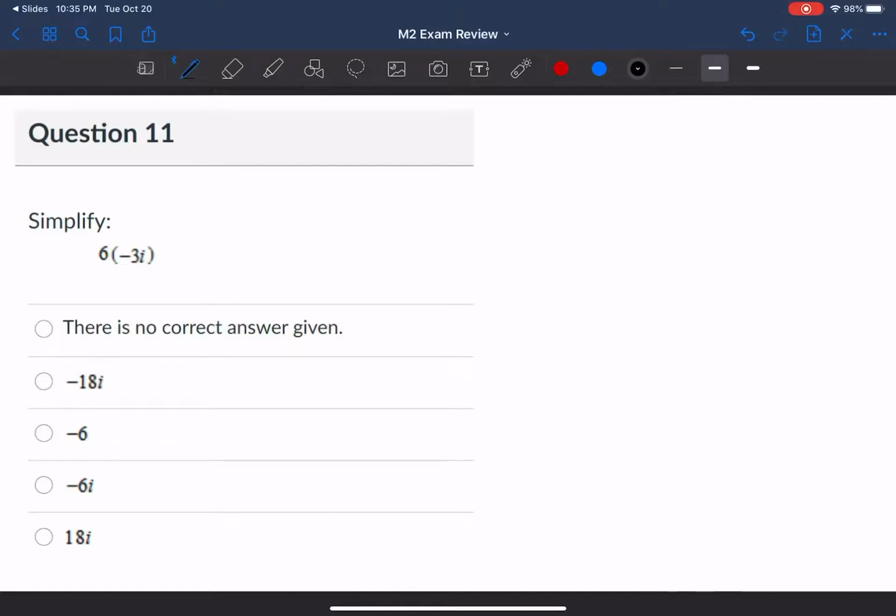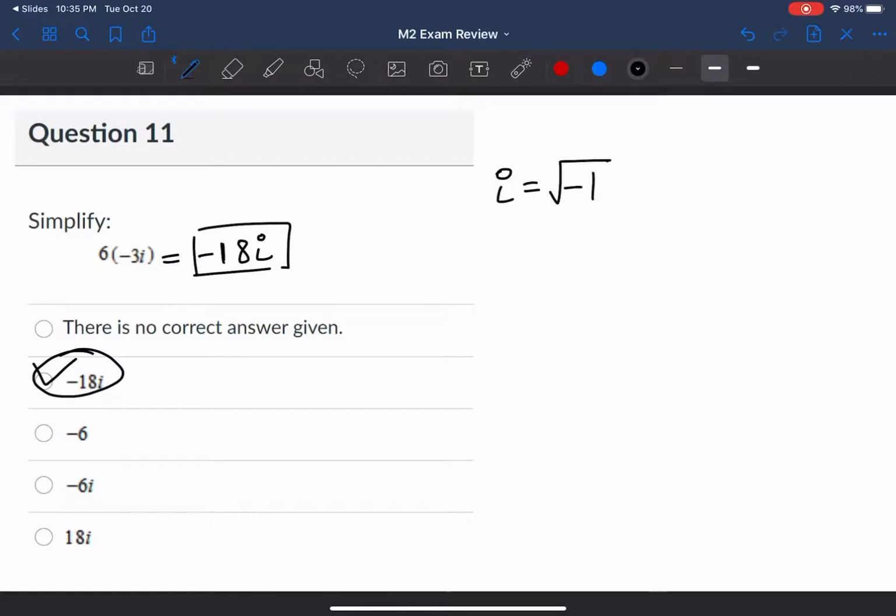Simplify. You just have to multiply the number. 6 times negative 3 is negative 18. i stays there as my imaginary number. So it's going to be negative 18i. That's it. Remember, guys, imaginary number is square root of negative 1. And you also have to remember i squared is just negative 1. So please remember this.